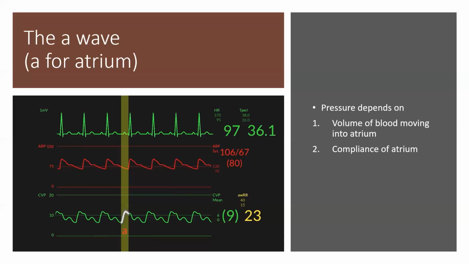So what is the importance of the A wave? This represents the pressure that is generated in the right atrium when the atrium contracts. This is the movement of volume of blood into the atrium and therefore reflects the compliance of the atrium.